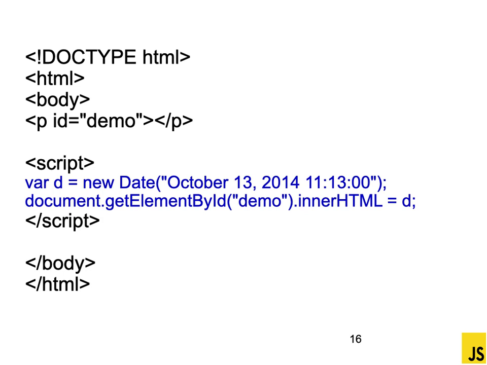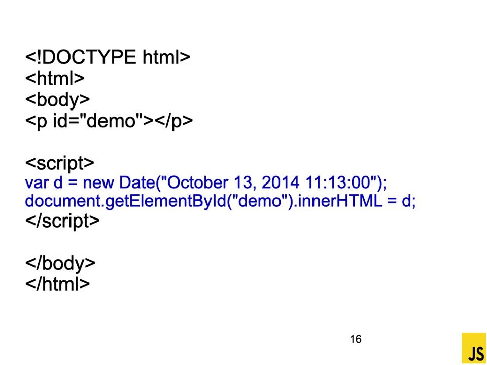Another example, here we are creating a new date. So d is the object here, a date object is created. In our script, var d is equal to new Date October 13 2014 11:13:00. So d is created with the date October 13 2014 and the time 11:13:00. That is the associated value of object d. It's a new date object.